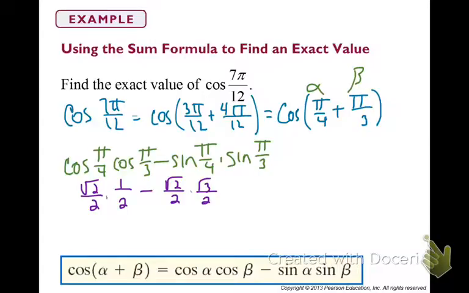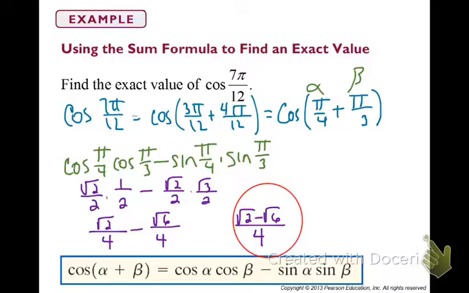So now let's go back and multiply. Square root of 2 times 1 is just square root of 2, over 2 times 2 is 4. Minus square root of 2 times square root of 3 is square root of 6, over 2 times 2, again, is 4. Since you have a common denominator, you can go ahead and just bring them together. So we would have the square root of 2 minus the square root of 6 over 4. And there you go.